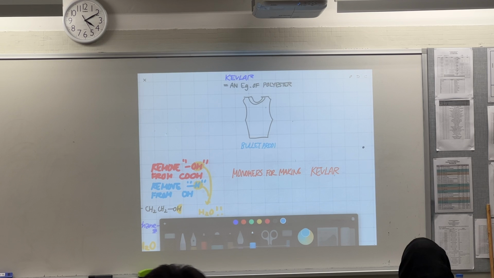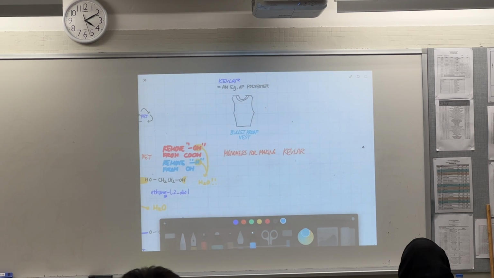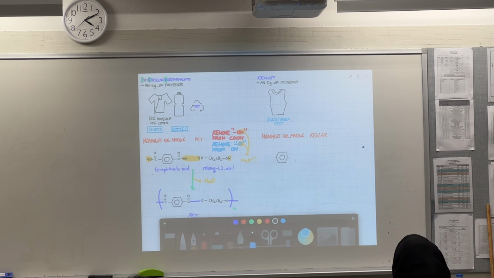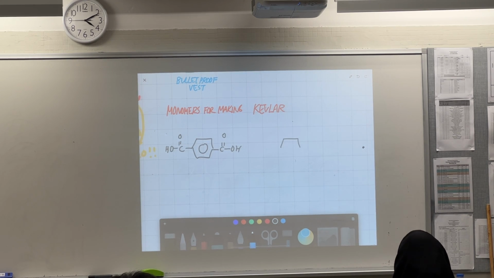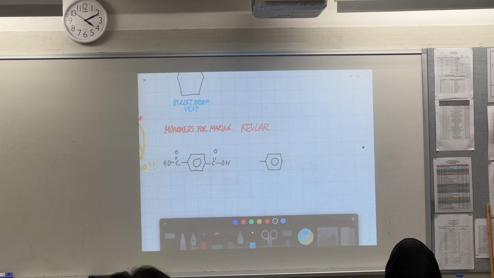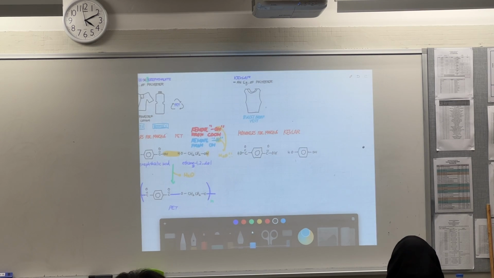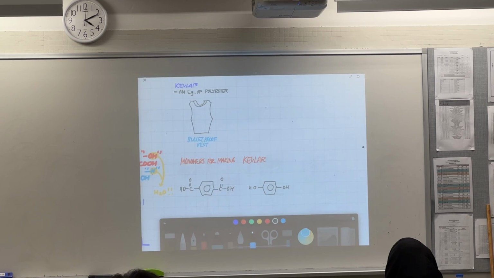You can imagine that this is a very tough fiber for it to be used in a bulletproof vest. You can even block bullets. Think about it, it's very tough. So what are the monomers? Draw them. We have COOH. You'll find that it has one of the monomers just like that of PET, but the other monomer is different. It looks like this. So you have OH here and OH here. So this is Kevlar.